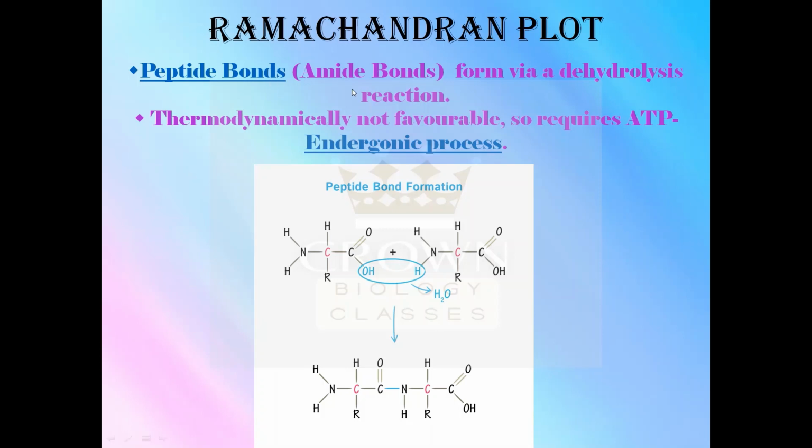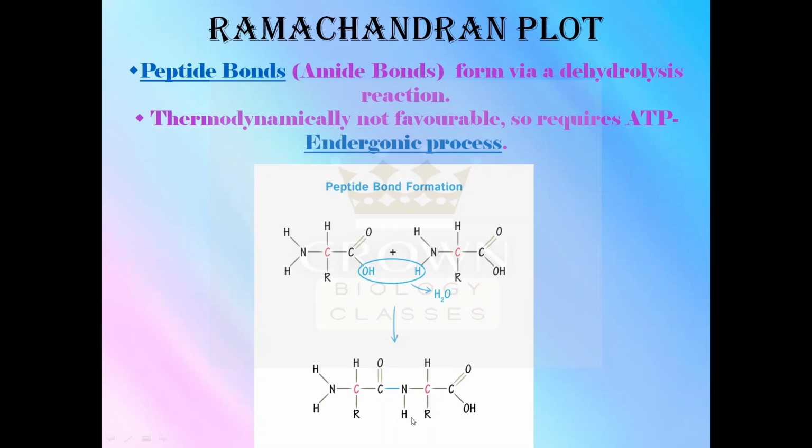Peptide bond is also known as amide bond and it is formed via a dehydration reaction. What happens in a dehydration reaction? Removal of a water molecule occurs. This is the first amino acid and this is the second amino acid. The OH group from the first amino acid and the H from the second amino acid are removed in the form of a water molecule. As a result of this condensation reaction, peptide bond is formed.